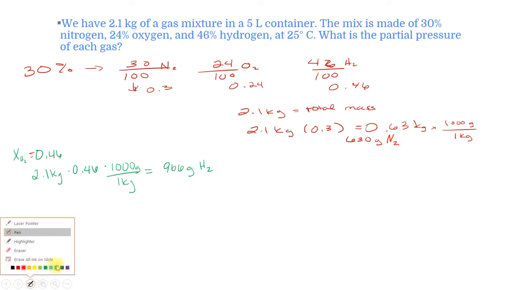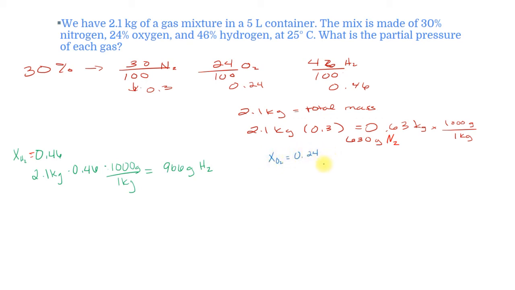For the last one, I'm going to do O2. So the chi value for O2 is 0.24. And so we take the total weight times the fraction that's due to oxygen. I'm also going to do this conversion here. Now the next step is going to be to use molar mass to go from grams to moles, right? Because that's how I can figure out the proportion using Dalton's law.